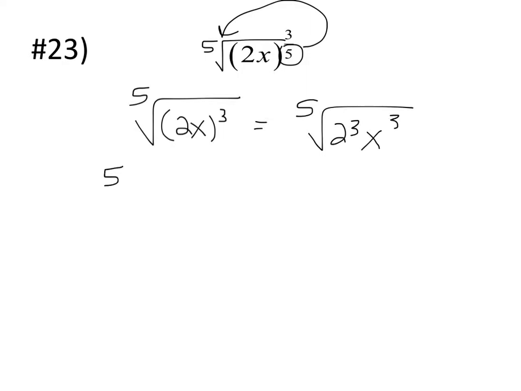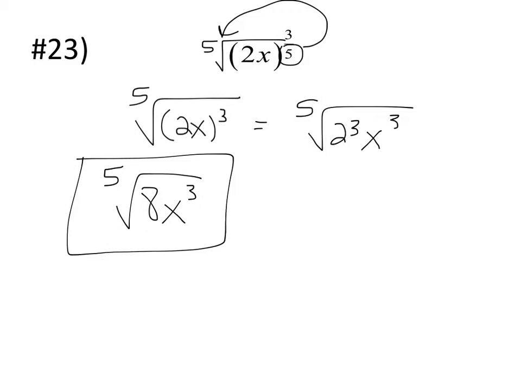And we know that 2 cubed is 8. So it's the 5th root of 8x cubed. Now we can't go any further here because 8 doesn't simplify any further and x cubed doesn't simplify any further. So that is your answer. And honestly, you could have even left it like this.